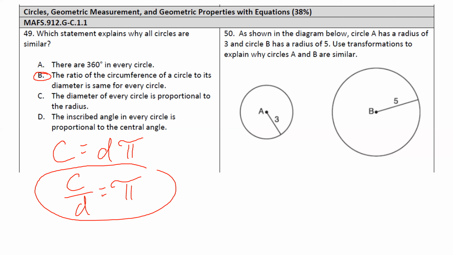That's why it's always 3.14. It is always the same, and that is why our circles are always going to be similar, because they all share the same ratio of circumference to diameter.